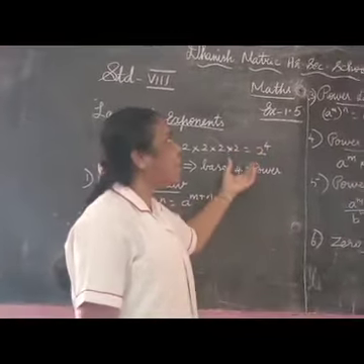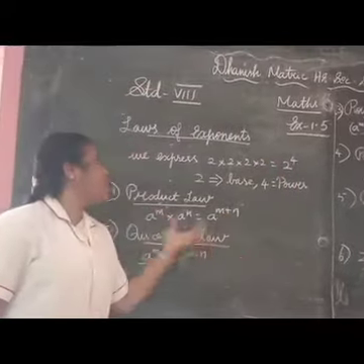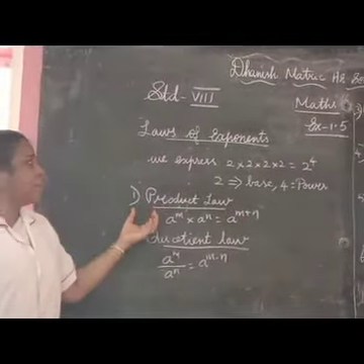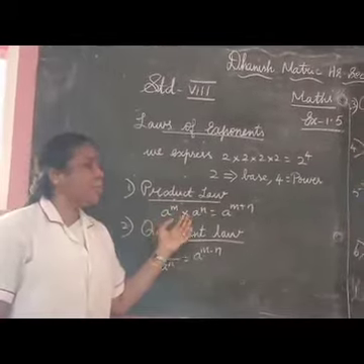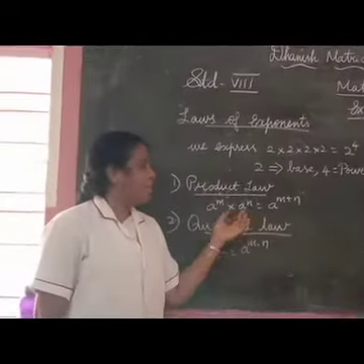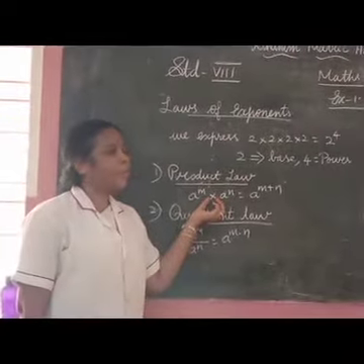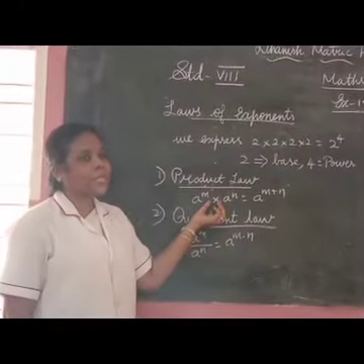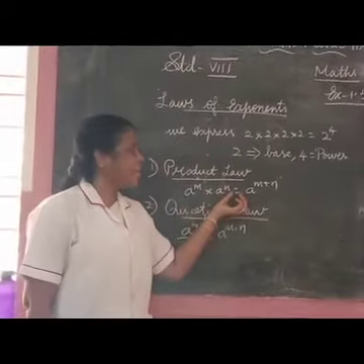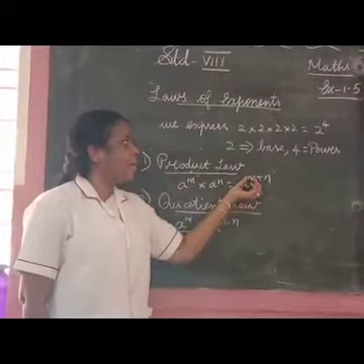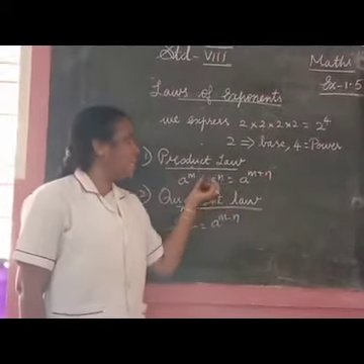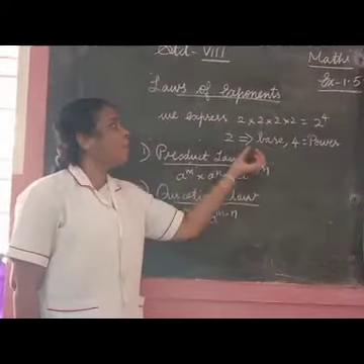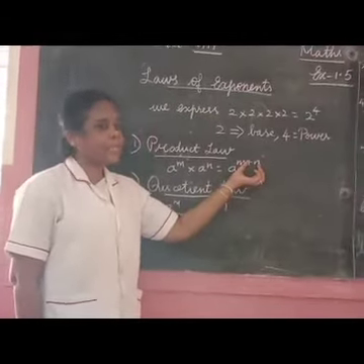So we have a lot of laws. First law is the product law. A power m into a power n. If it is in multiplication, product means you know very well the symbol is multiply. You can write this as a power m plus n. If it is in the product, you have to add the powers.